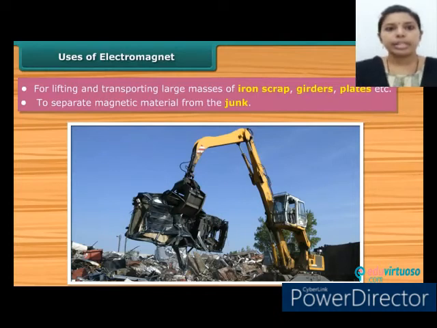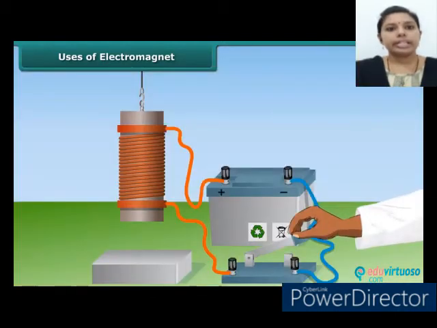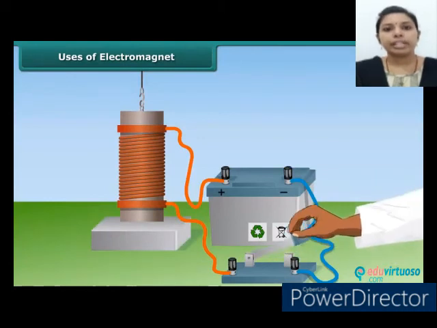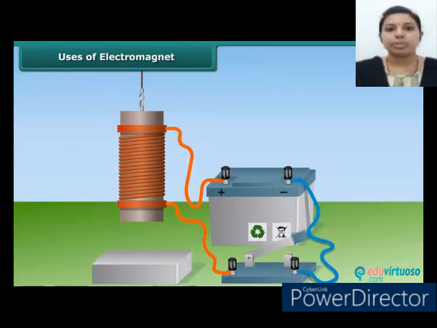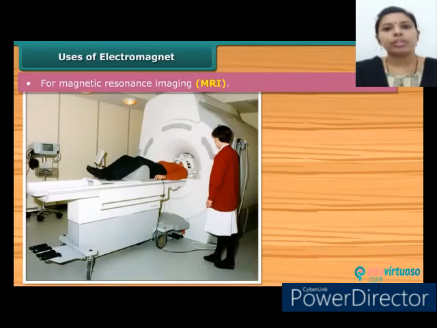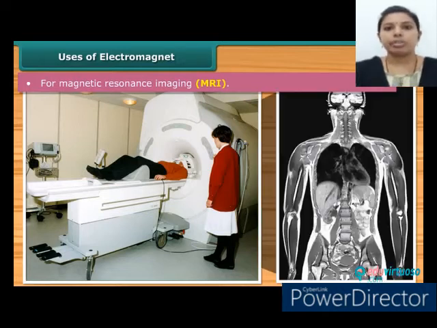The main advantage of electromagnets over normal magnets is that they can easily be started and stopped, and the strength of the magnetic field can be effectively controlled. Electromagnets are also used for magnetic resonance imaging, that is MRI, getting a detailed image of the inside of the body to diagnose a number of diseases.